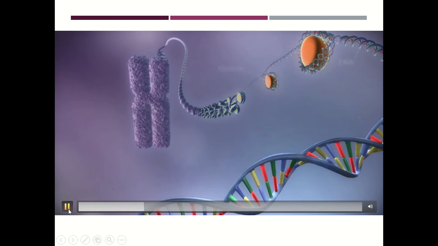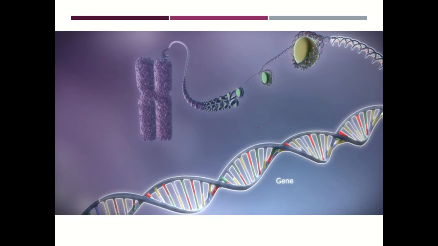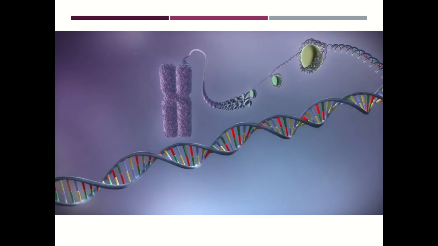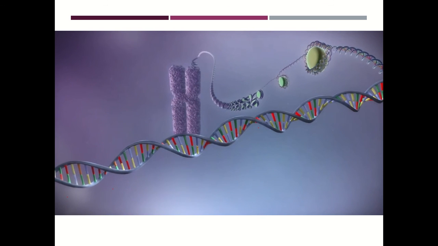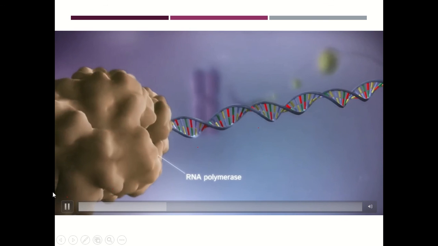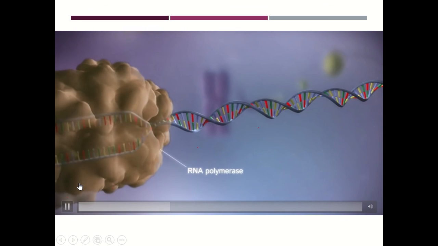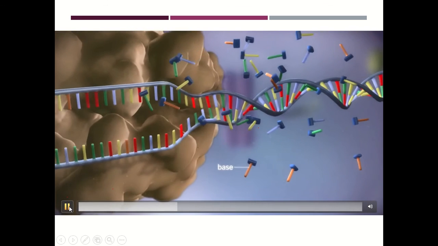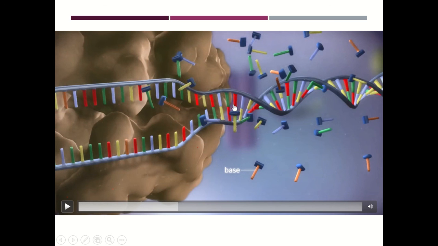Within the DNA are sections called genes. These genes contain the instructions for making proteins. When a gene is switched on, an enzyme called RNA polymerase attaches to the start of the gene. It moves along the DNA, making a strand of messenger RNA.